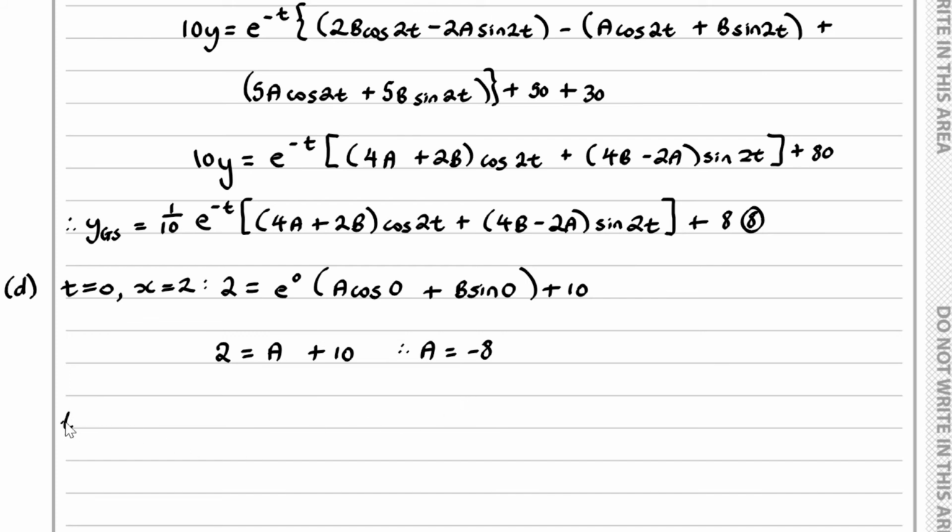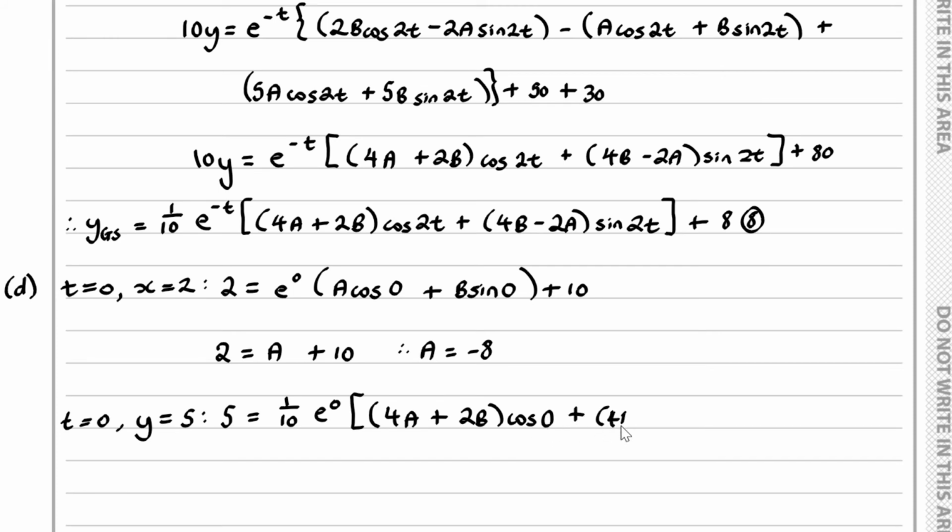And now when t equals 0, y is equal to 5, so we can use equation number 8. So we have 5 equals 1/10 lots of e to the power of 0, and if we substitute in t equals 0, we have 4a plus 2b times by the cosine of 0 plus 4b minus 2a times by the sine of 0 plus the 8.